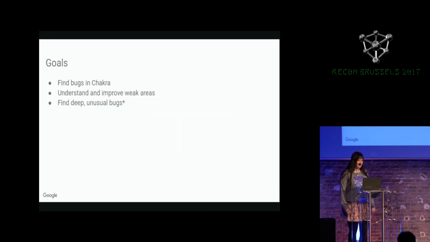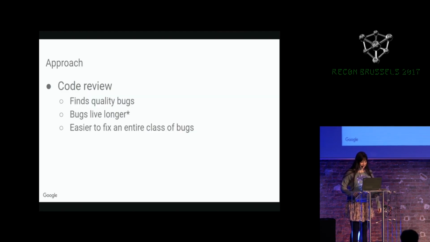So what are my goals? I wanted to find a lot of bugs in Chakra. Understand and improve some of the weak areas, or at least drive improvements in those areas. And I was hoping to find deep and unusual bugs, asterisk, because that didn't end up happening. Everyone pretty much found the same set of bugs.